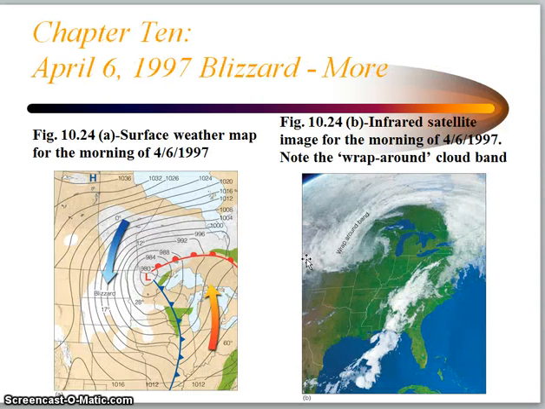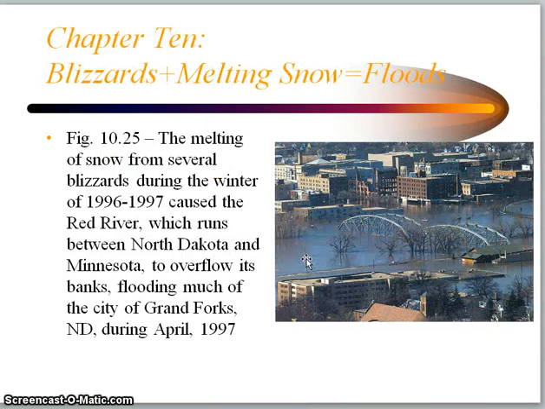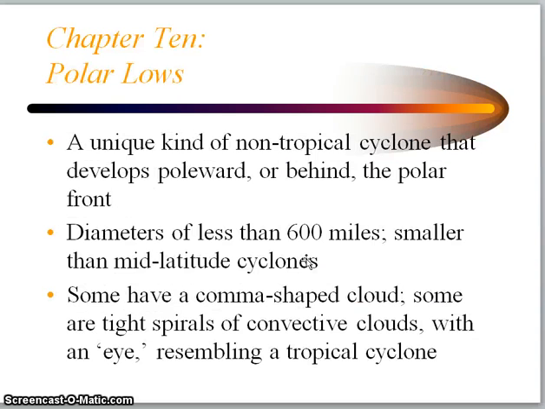Here's a surface weather map from that April 6, 1997 storm, and also a satellite picture showing the telltale wraparound band of clouds, which indicates that a blizzard is in progress in the northern plains. And here is a picture of that flooding because of that melting snow in Grand Forks, North Dakota, as the Red River jumped its banks in April of 1997.